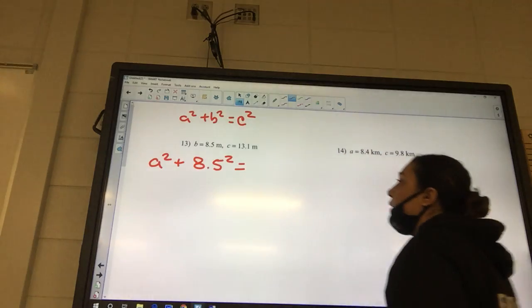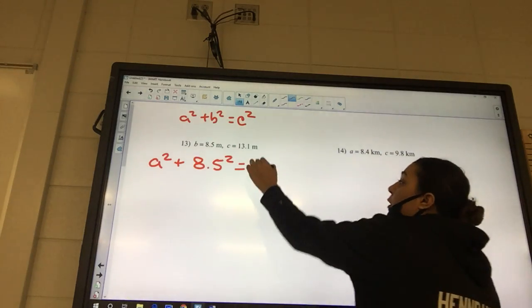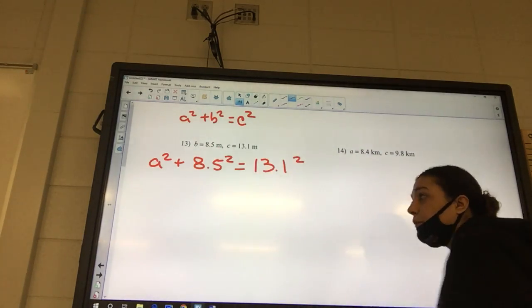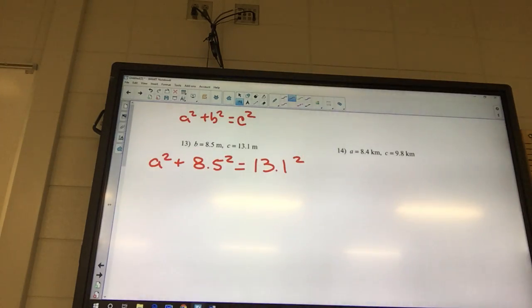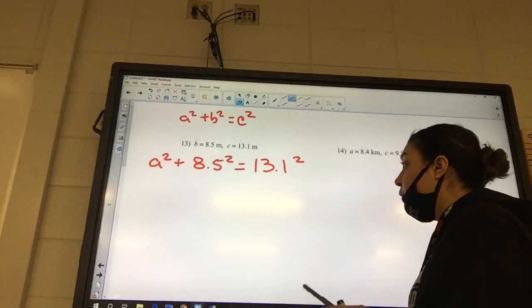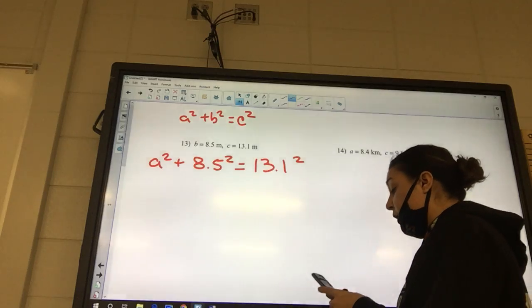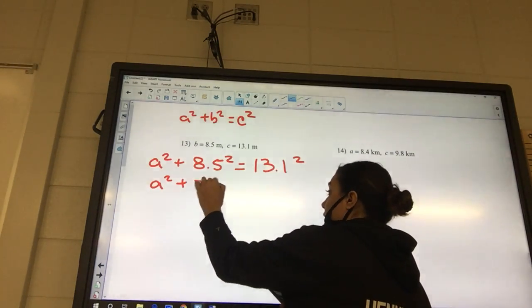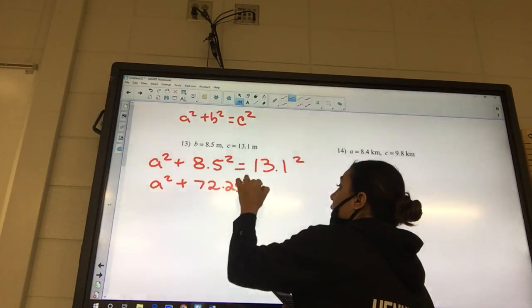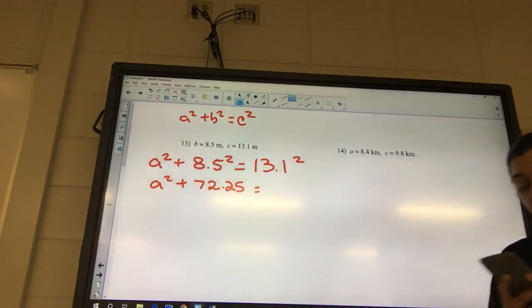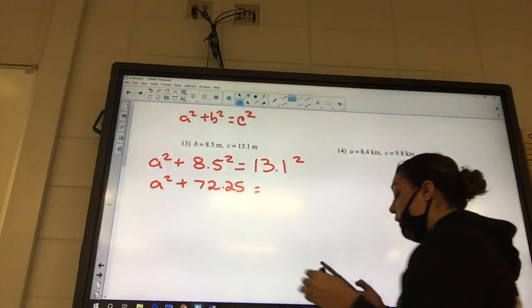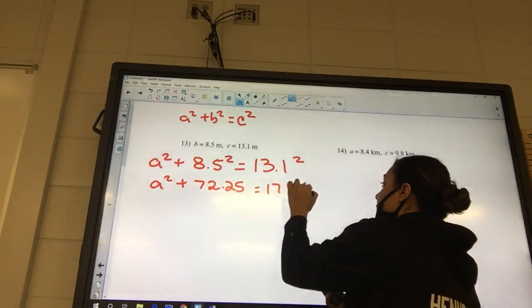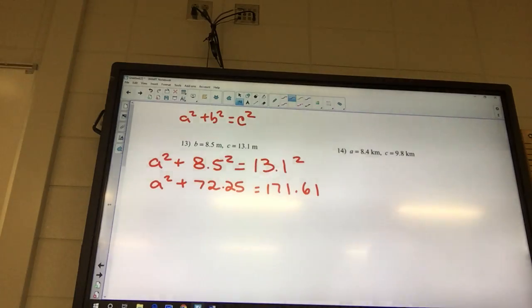What about our C? 13.1 squared. Okay, and so we have to use 8.5 squared, and you should get A squared plus 72.25. Okay, 13.1 squared is gonna give you 171.61. So I have A squared plus 72.25 equals 171.61.